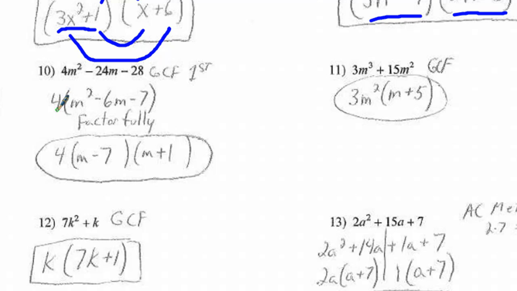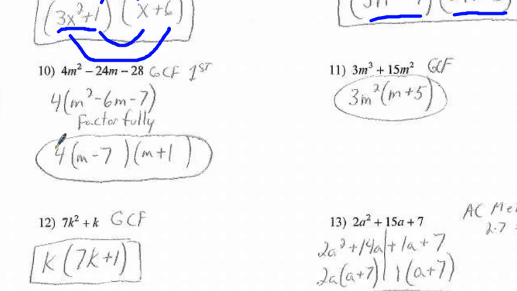So I put a 4 on the outside. If I factor out a 4 from here, I'm just left with the m squared. Factor out a 4 from the negative 24, I have a negative 6, or a minus 6m inside. And then finally, factor out a 4 from the negative 28, I have a negative 7. Now, we're still not finished, but it's a lot easier now.